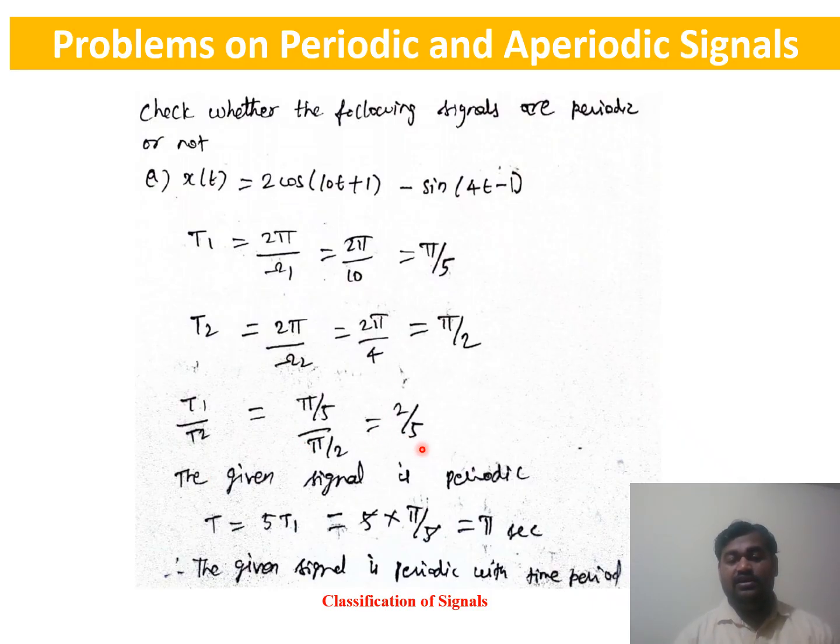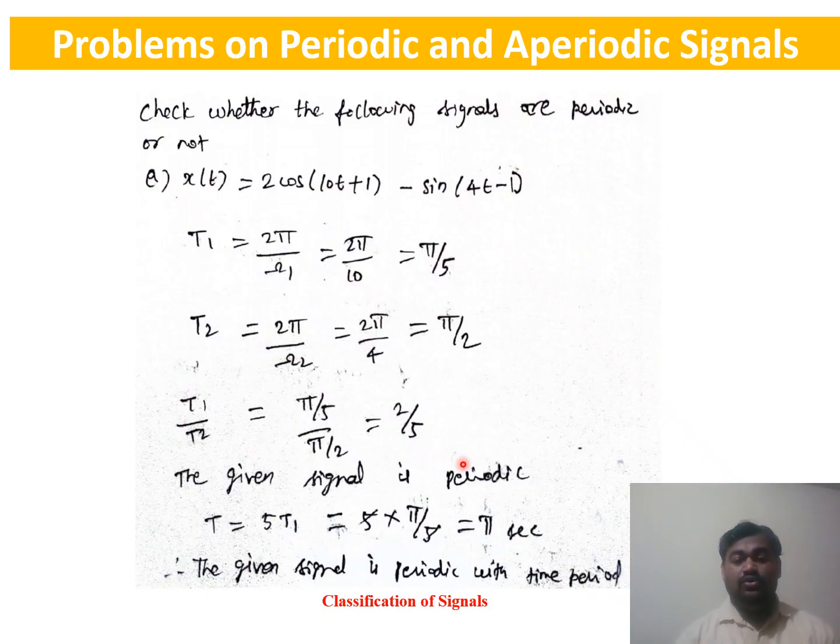In the numerator or denominator, there is no multiple of pi, so we can consider the signal as a periodic signal. If a signal is periodic, we have to find the fundamental time period. To find it, either we can choose 5 into T1 or 2 into T2. Now I am considering T equal to 5 T1. T1 is pi by 5, cancel 5, 5, you will be getting pi seconds. So the given signal is periodic with the fundamental time period T equal to pi seconds.